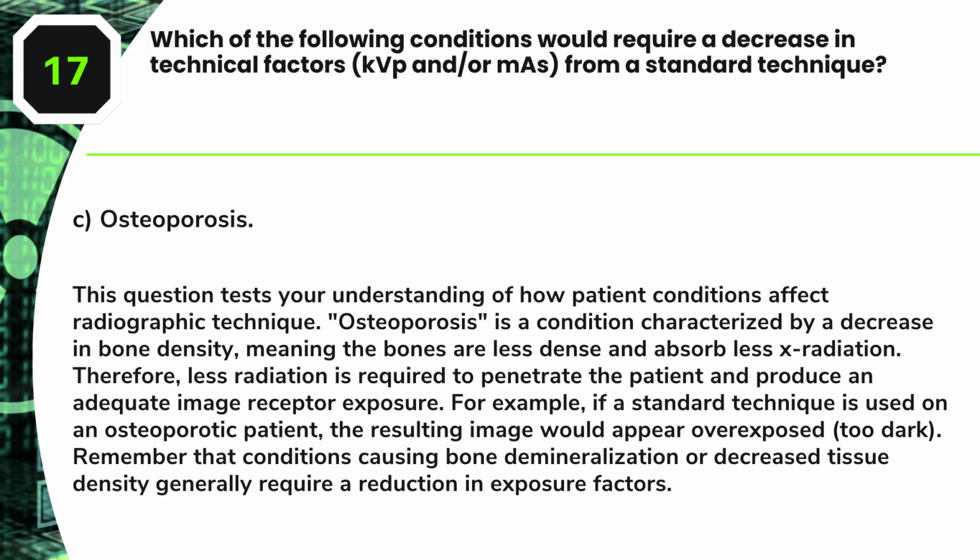Answer: C. Osteoporosis. This question tests your understanding of how patient conditions affect radiographic technique. Osteoporosis is a condition characterized by a decrease in bone density, meaning the bones are less dense and absorb less X-radiation. Therefore, less radiation is required to penetrate the patient and produce an adequate image receptor exposure. For example, if a standard technique is used on an osteoporotic patient, the resulting image would appear overexposed, too dark. Remember that conditions causing bone demineralization or decreased tissue density generally require a reduction in exposure factors.